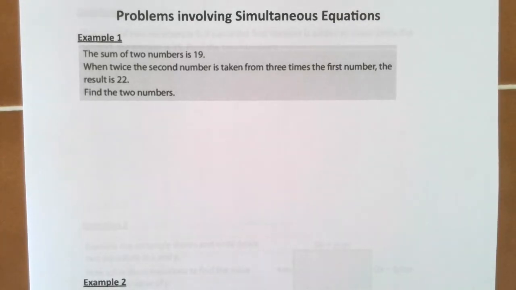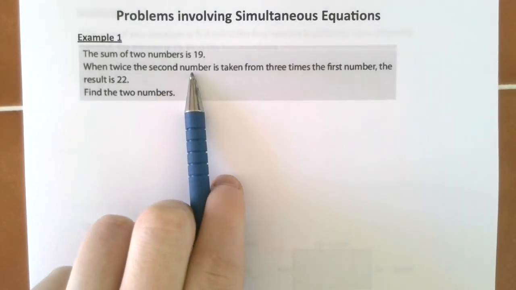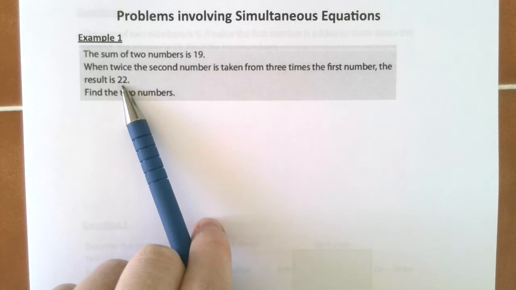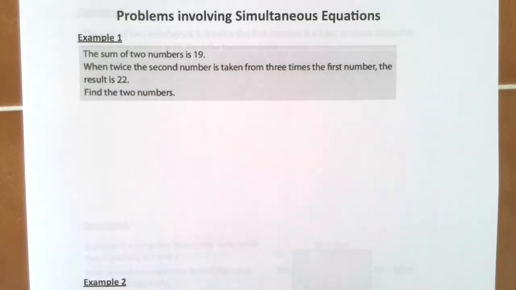This example is on problem solving using simultaneous equations. So example 1: the sum of two numbers is 19. When twice the second number is taken from 3 times the first number, the result is 22. Find the two numbers. So the first thing we need to do is to make two equations.